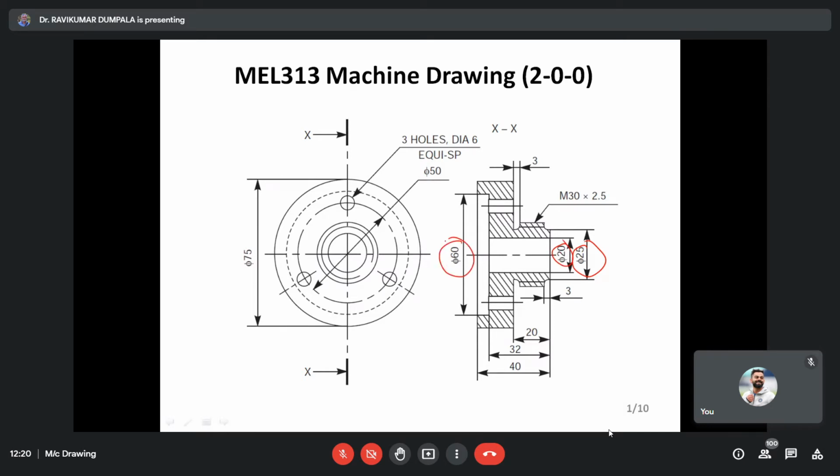So why do we call this a machine drawing, not a production drawing? The main difference is, as one of your friends mentioned, you see this 75. No component size can be produced exactly to the value. Always you have to give some deviation. That we call a tolerance. Tolerance means allowable deviation on a given size. Size is nothing but dimension. Variation is allowed, that is tolerance.